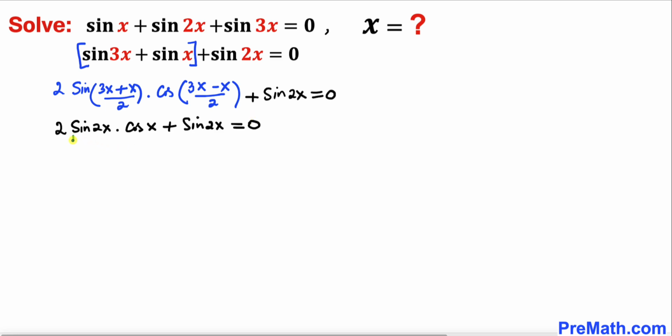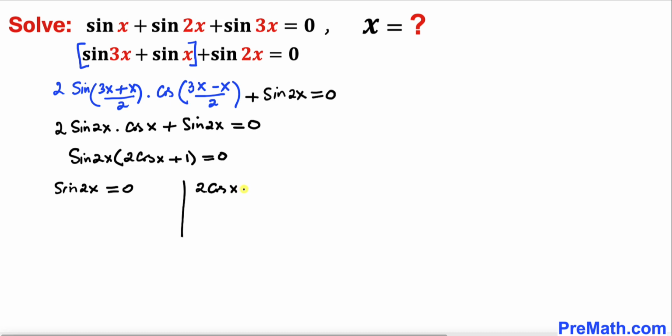Now we can see that sine of 2x is common, so we can factor out sine of 2x, and we end up with simply 2 cosine of x plus 1 equals 0. Since these two factors multiply to 0, we can separate them: sine of 2x equals 0, and on the other side, 2 cosine of x plus 1 equals 0 as well.